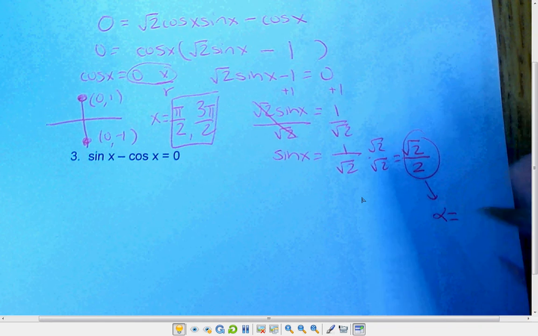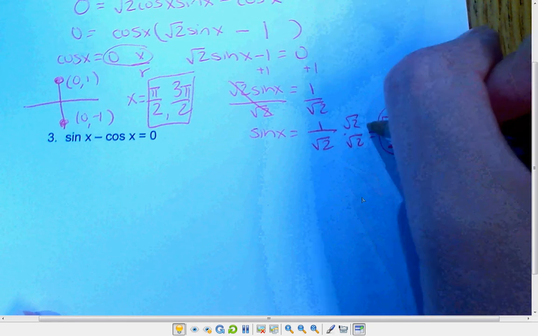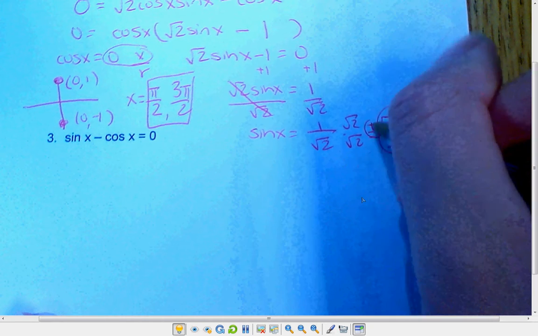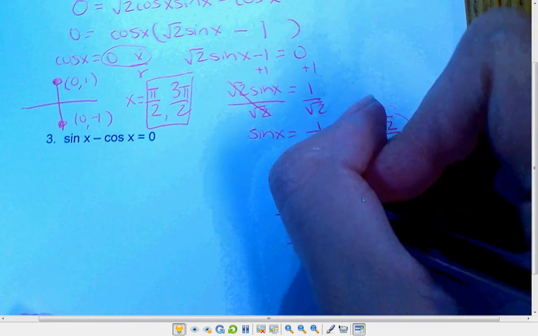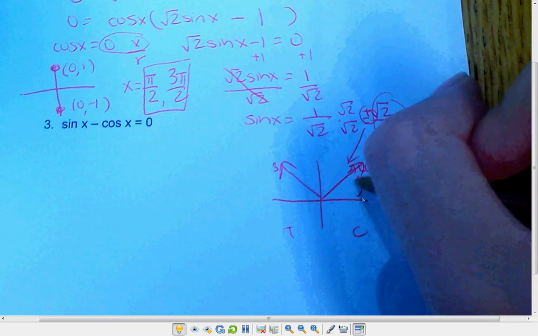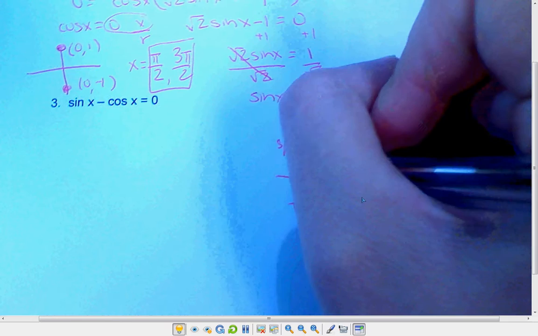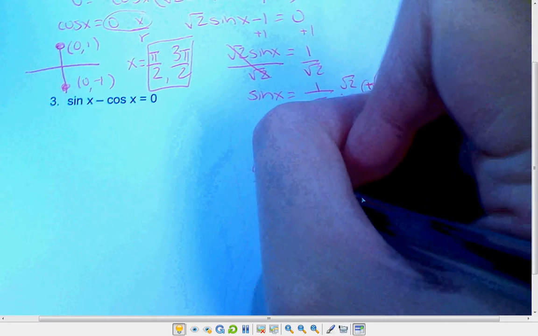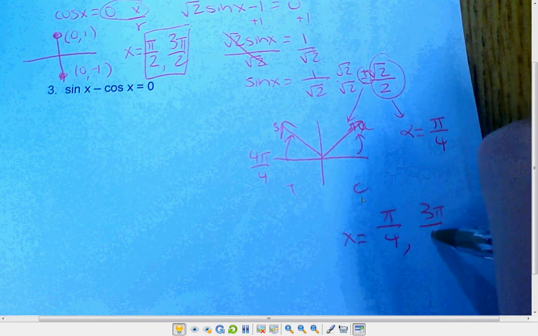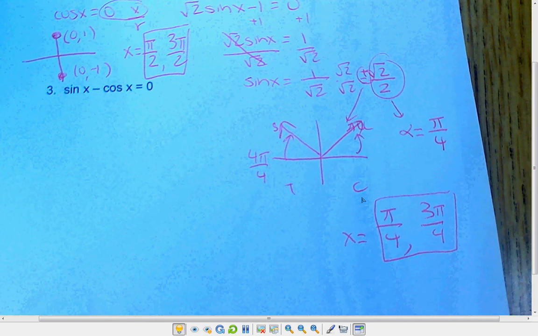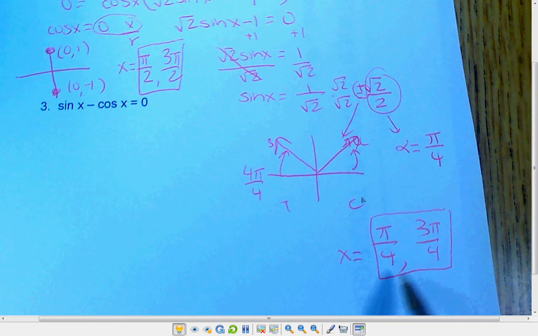So in our chart, we can find that that is when the alpha is pi over 4, and we want this to be a positive sign. So sine is positive in the first and the second quadrants. So in the first quadrant, we just add 0 plus pi over 4, which gives us pi over 4. In the second quadrant, this is 4 pi over 4, and we're subtracting, so this leaves us with 3 pi over 4. So our 4 answers for this problem are pi over 2, 3 pi over 2, pi over 4, and 3 pi over 4.